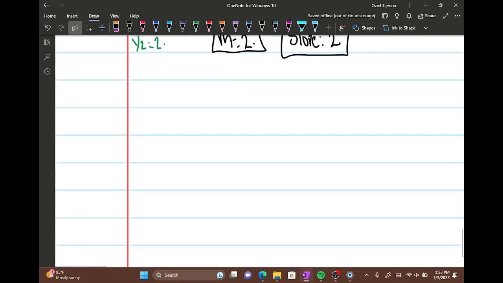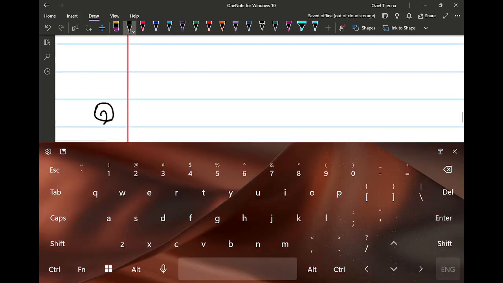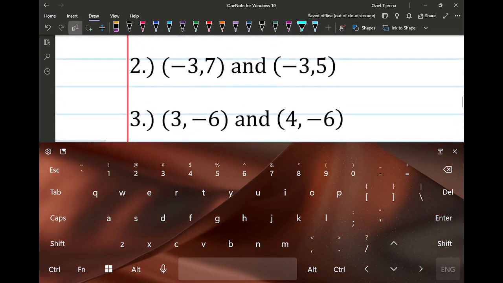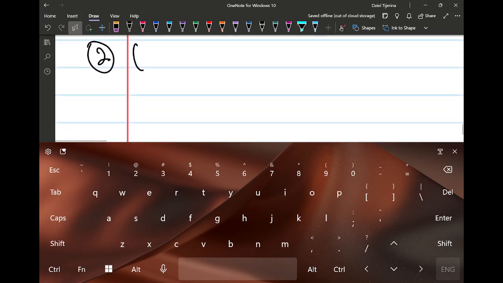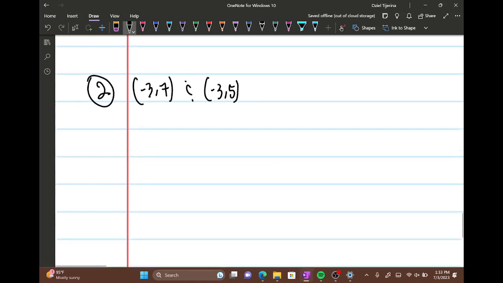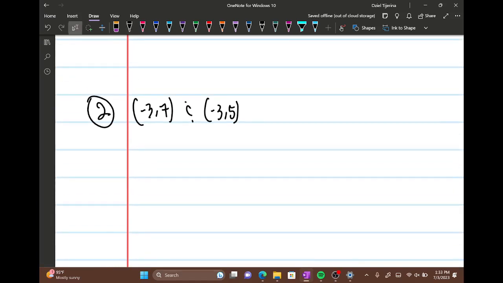The second one's a little more interesting. We have number 2, right? And we're going to do -3 comma 7 and -3 comma 5. So we're going to do the same thing. Let's pretend, and I know these two are the same number, but let's all pretend this is x1, y1, and let's pretend this is x2, and this is y2 here.